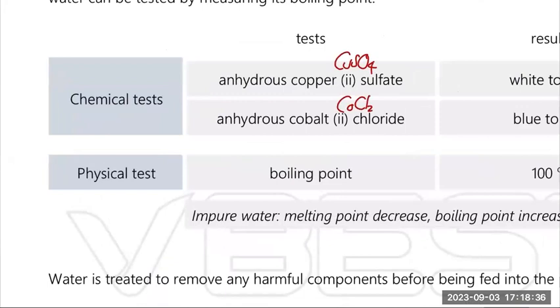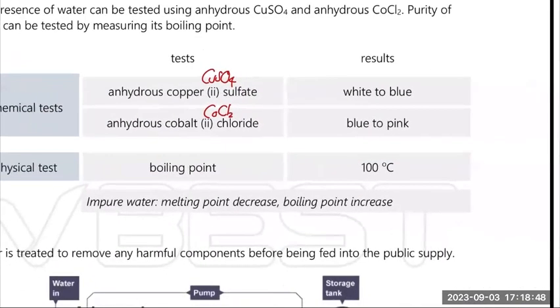Remember this test. In your Paper 6, they didn't provide it, but you still have to memorize it, because in this year's major Paper 1, they already asked it. So I suggest you still memorize this test. Copper(II) sulfate is white to blue. Cobalt chloride is blue to pink. The major paper asks this, so you still have to remember. Okay, it's one of the tests.